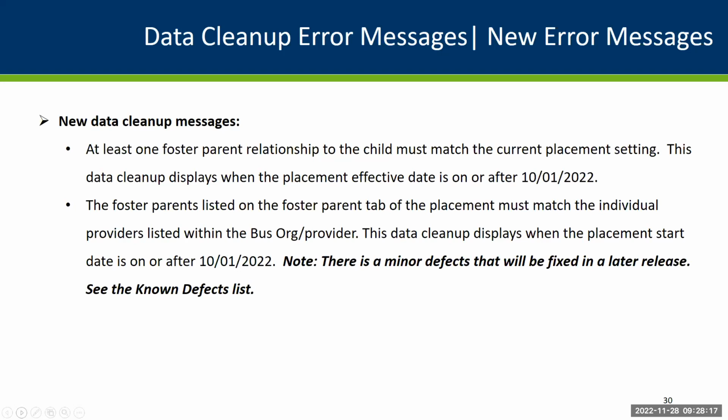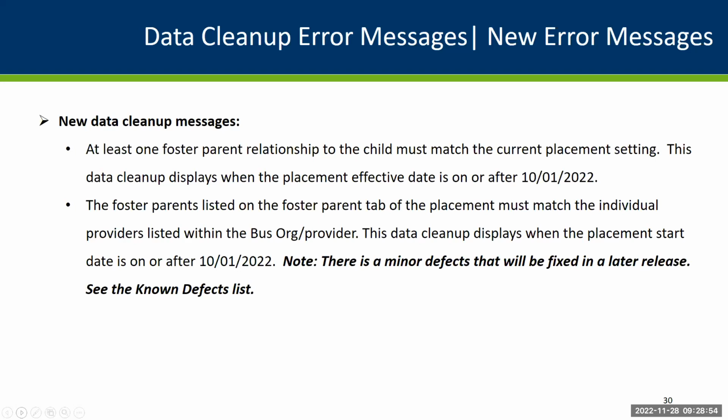Let's see here. So here's another data cleanup error message. At least one foster parent relationship to the child must match the current placement setting. The data cleanup will display for any entries after October 1st, 2022. And then the foster parents listed on the foster parent tab of the placement must match the individual foster parents listed as the biz org provider.